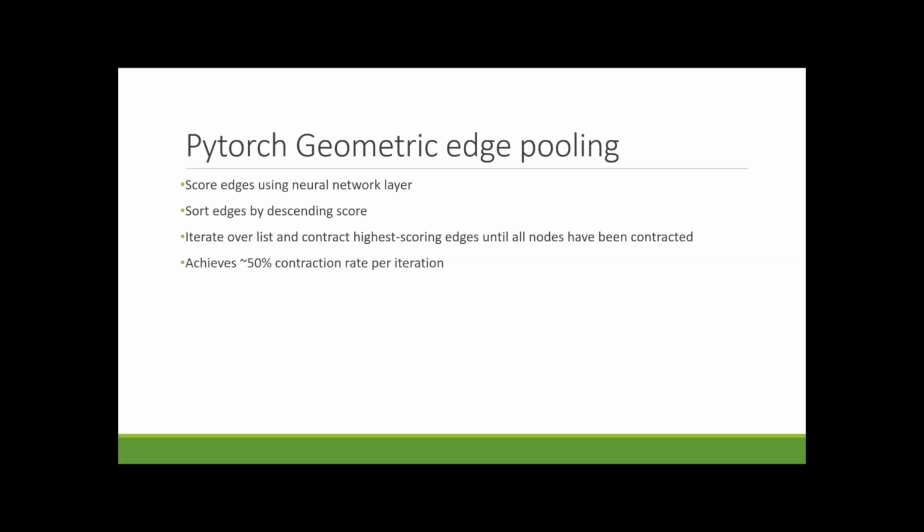So the maximum contraction rate you could achieve on one iteration of this would be 50%, but in reality, it will get slightly lower than this because there will be some nodes left over. And then, of course, you can run it multiple times, have multiple layers of this contraction to condense the graph even further.